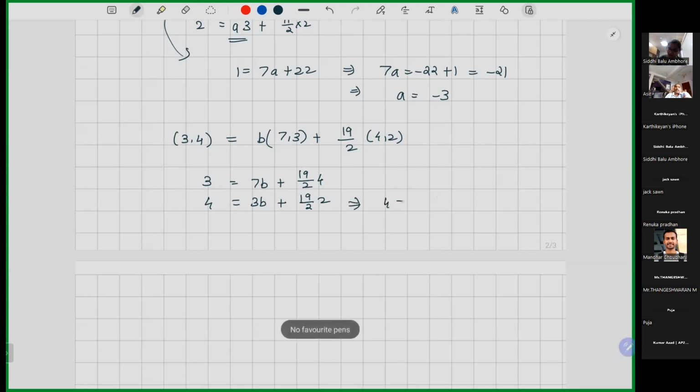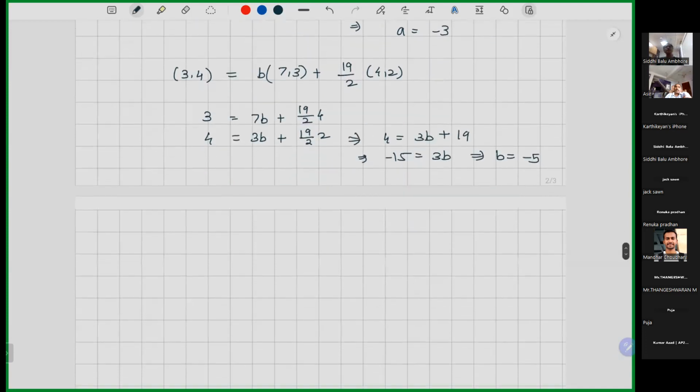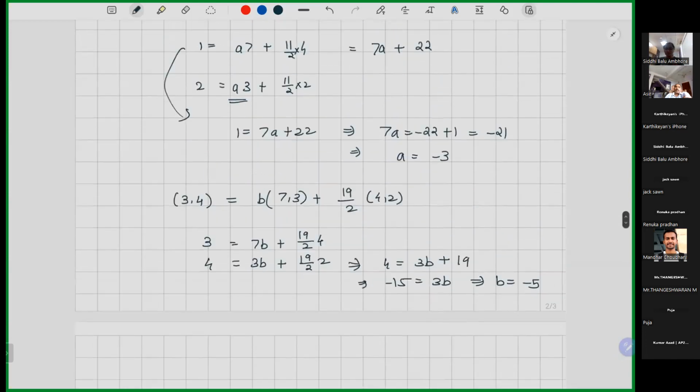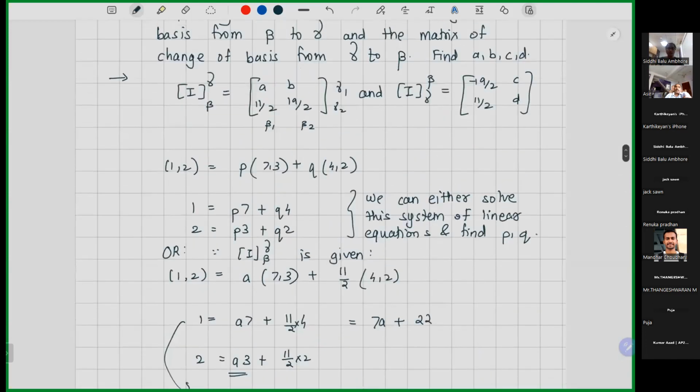This is: 4 is equal to 3B plus 19. And this is minus 15 is equal to 3B. And this gives me B is equal to minus 5. Is it okay? Any doubts here?